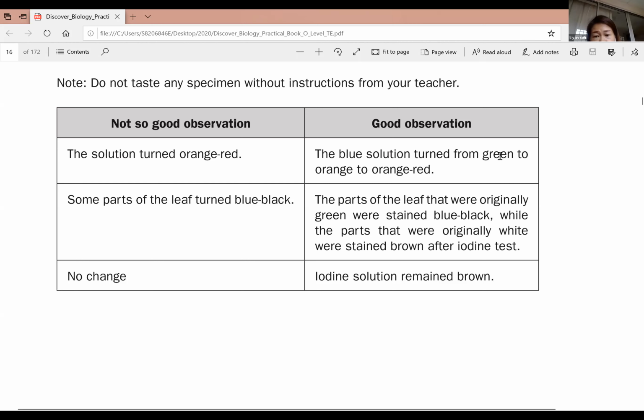Okay, the solution turned from green to orange-red. So you have to be very, very clear. And you cannot say "no change". You must say "iodine solution remained brown". Very, very common mistakes. So always write down properly. Okay, be very clear in your recording of results.